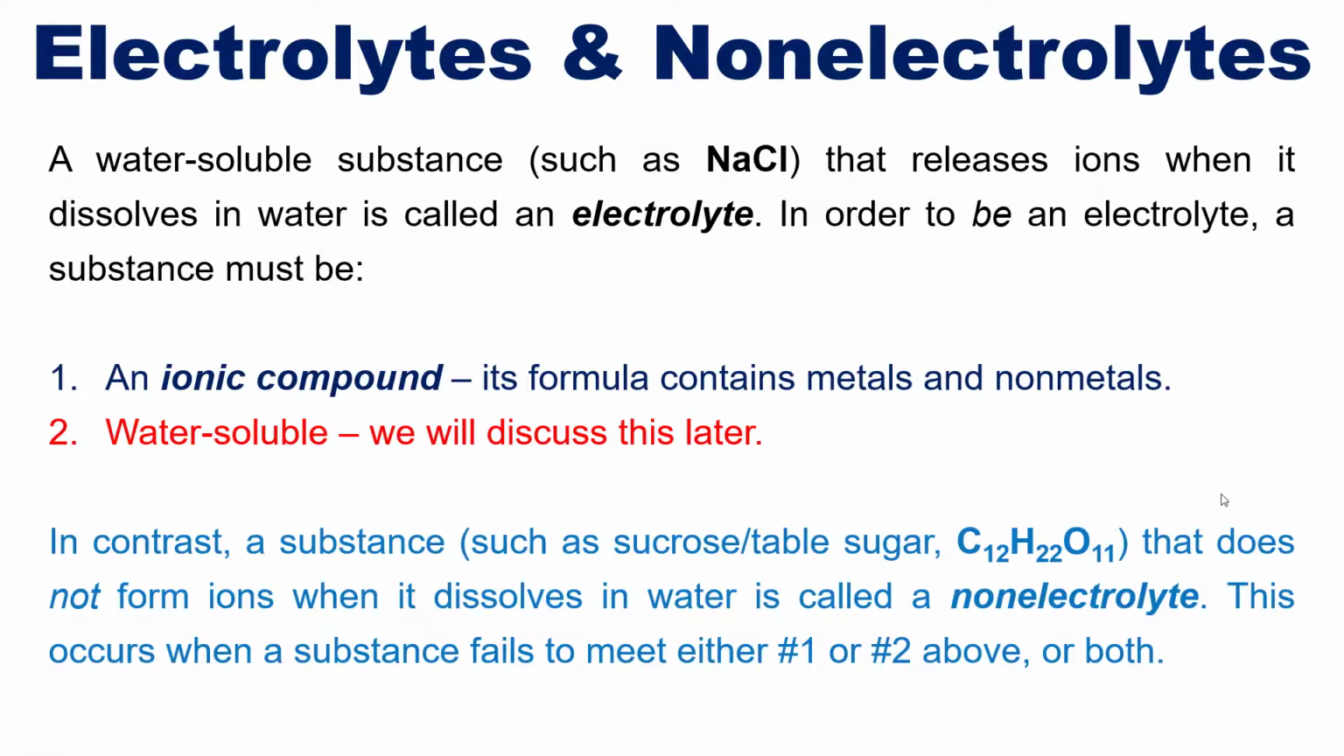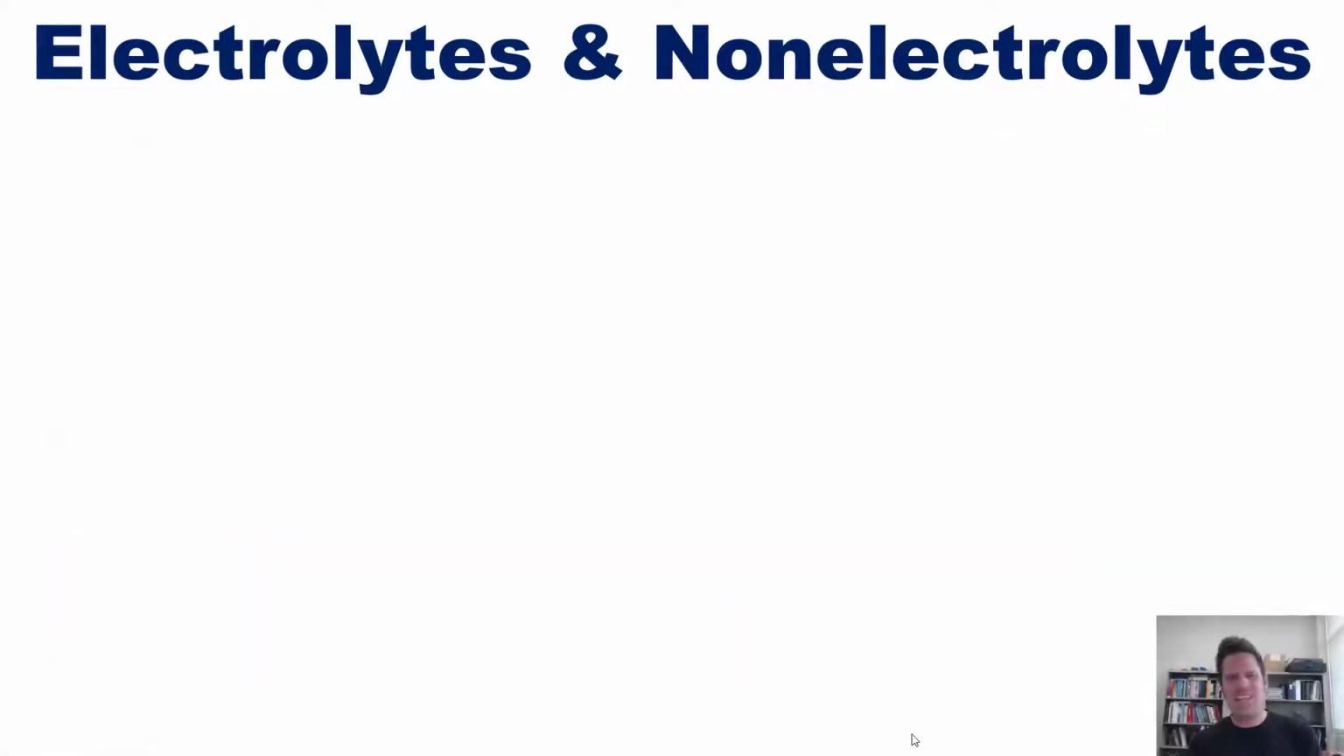In contrast, though, a substance such as sucrose, which is table sugar and has this formula, you'll notice that this formula does not have any metals in it. So it's a molecular compound. So in other words, a substance like sucrose or table sugar that does not form ions, and it obviously doesn't because it's not an ionic compound, when it dissolves in water is called a non-electrolyte. Now, a non-electrolyte is any substance that fails to meet either rule number 1 here or rule number 2 or both.